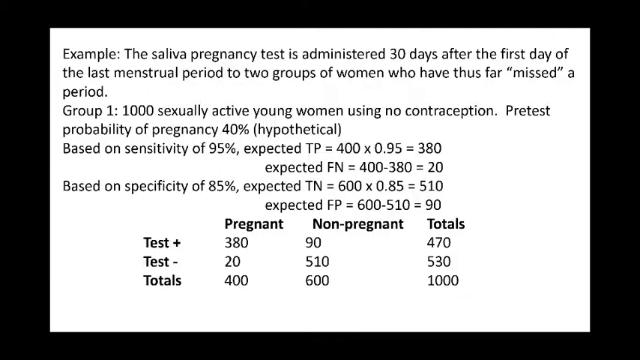So in group 1, where we expect the pregnancy to be higher, the pretest probability, hypothetically, we think maybe 40% would be pregnant. All of these are sexually active young women, so 40% would be pregnant. The test sensitivity and specificity is 95 and 85, as you've seen earlier. So if we see 1,000 in the population, we are expecting 400 to be positive. So this is 400 total pregnant. Based on our study, true positive would be 95% of it, 380, and false negative would be 20. Then with specificity of 85, those testing positive would be 90, and testing negative would be 510.